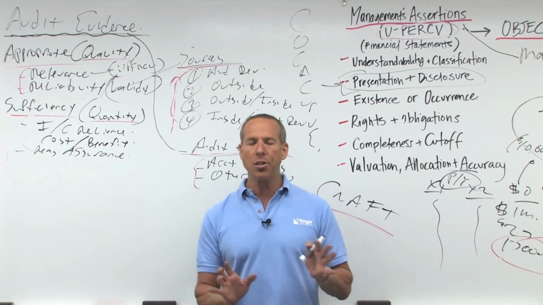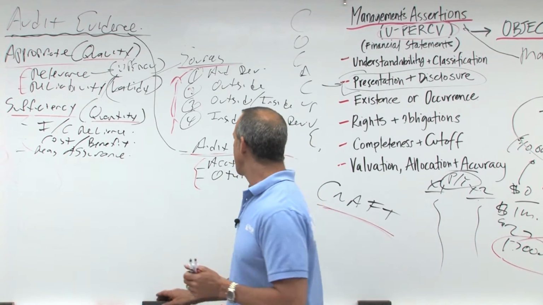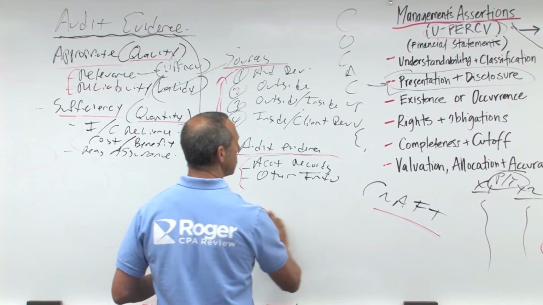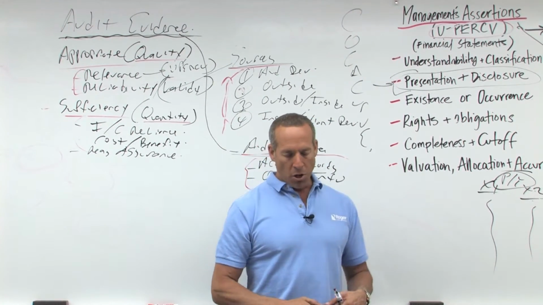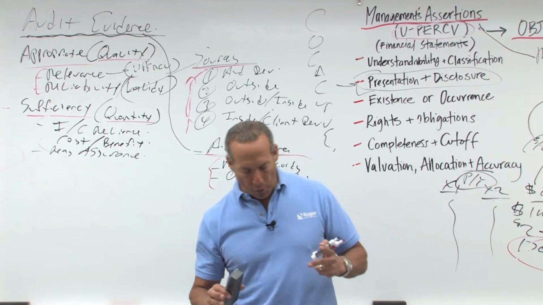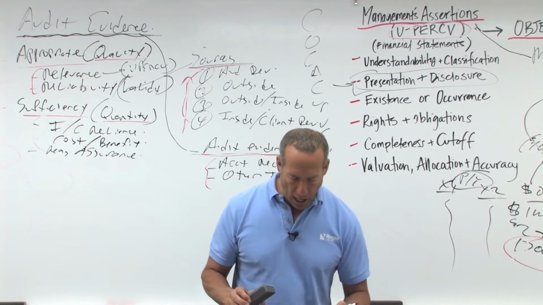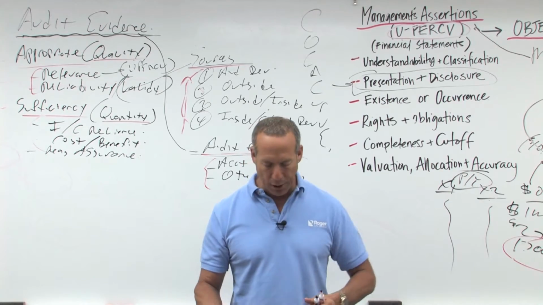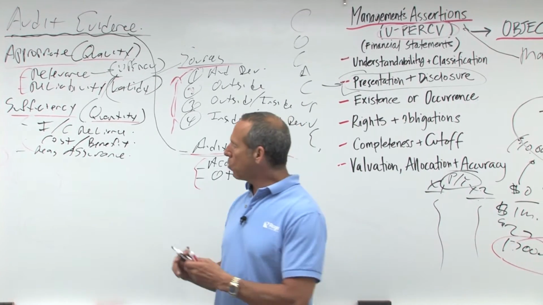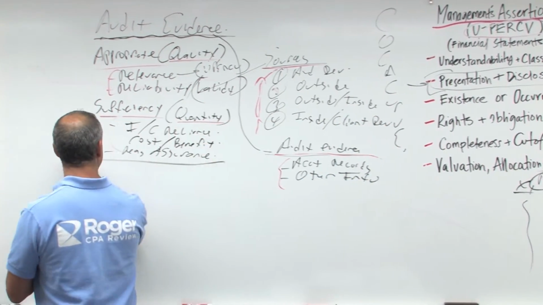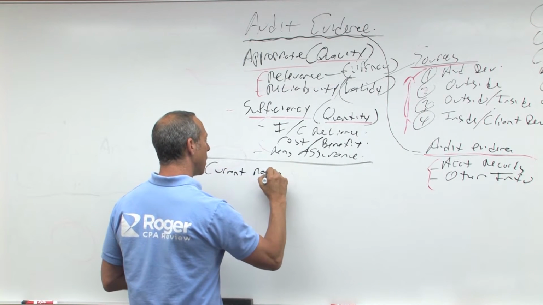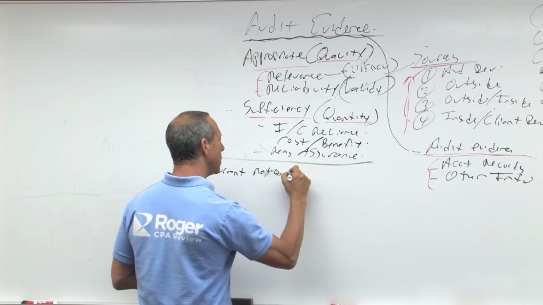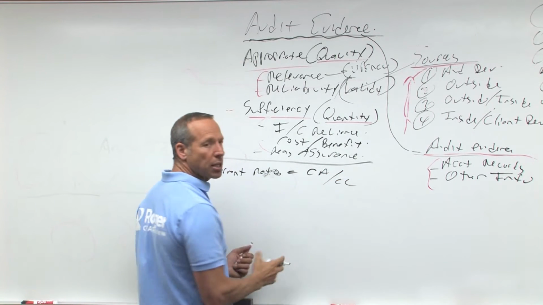Okay, now what are some of the ratios that we're going to be concerned with? There are a variety of ratios that we look at. Some of the ratios that you'll see are the current ratio, quick ratio, inventory turnover ratio, receivable turnover, debt to equity ratio, and so on. So some of the ratios of concern for us: current ratio is current assets over current liabilities.